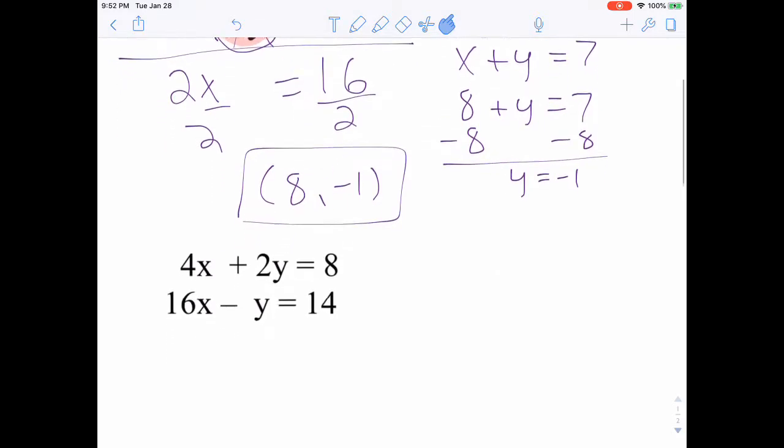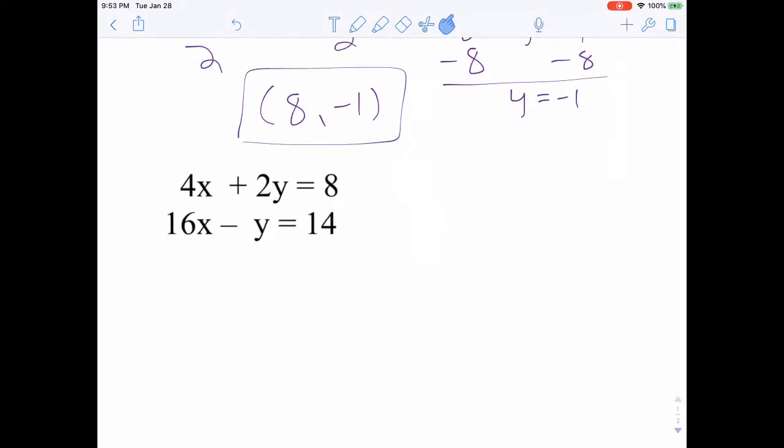Looking at one more example down below, if you notice, my equations are already lined up. Okay, I have 4x plus 2y equals 8, 16x minus y equals 14. But I don't have opposites. If I look at my coefficients, I have 4 and 16 and 2 and -1. So in this case, I actually need to multiply before I eliminate.